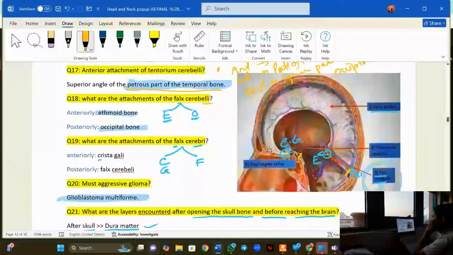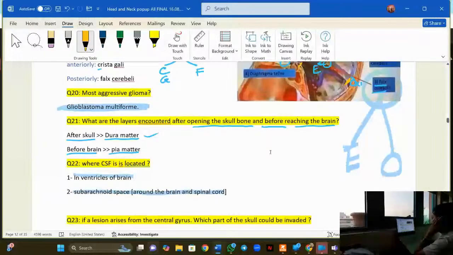Okay, fast. At most 5 minutes we will finish. Most aggressive glioma: glioblastoma multiforme. After skull bone, dura mater, and before the brain is pia mater. Where is CSF located?